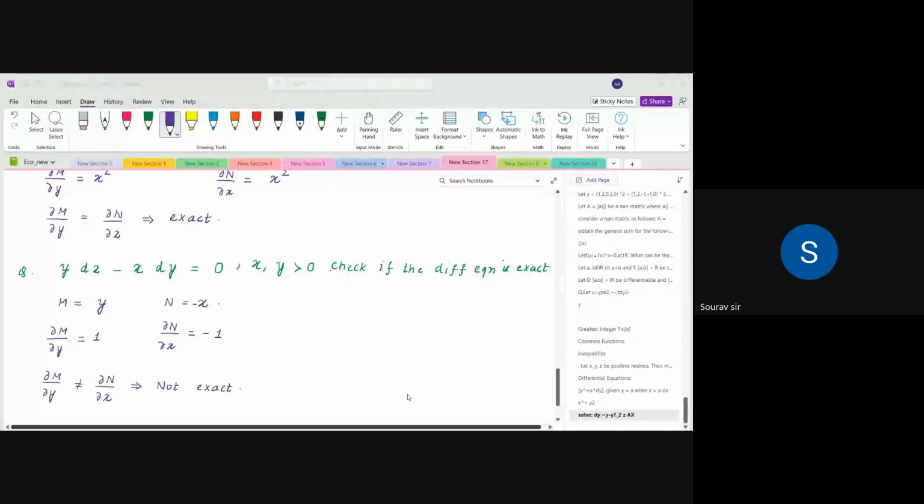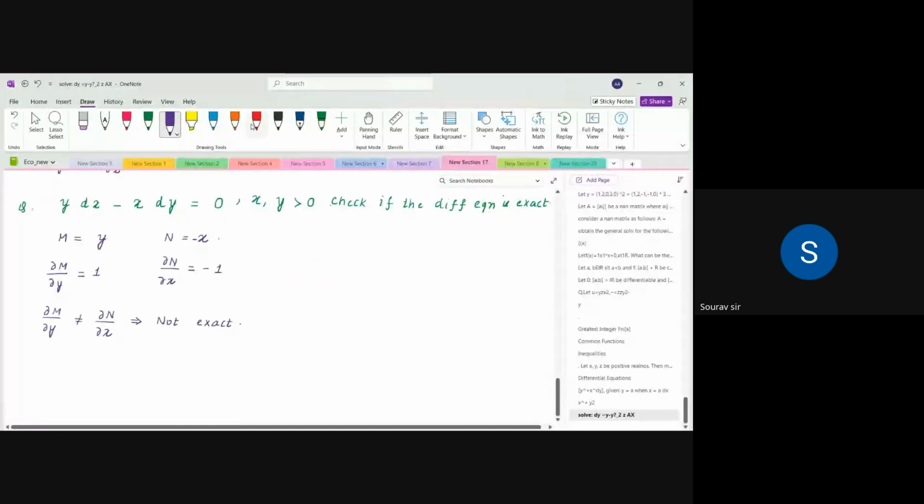Okay. Now suppose, so this equation is not exact, right? Now suppose I ask you to transform this equation, that means this original equation, such that it becomes exact. Now let me just elaborate a little bit more on this. What do I mean by transform?